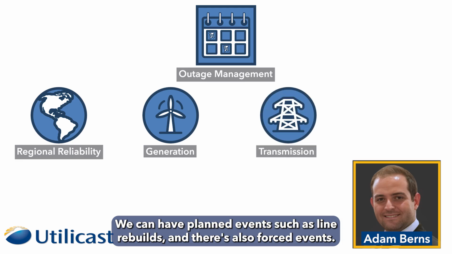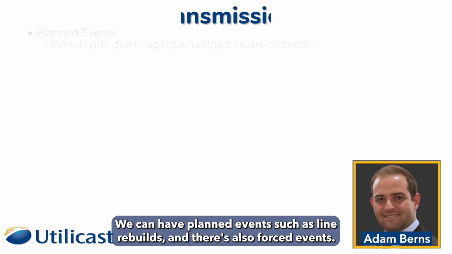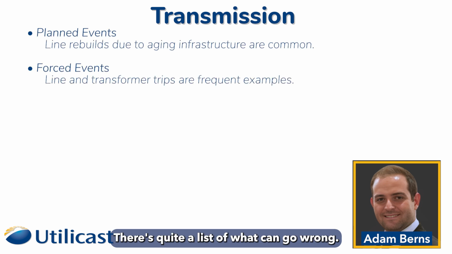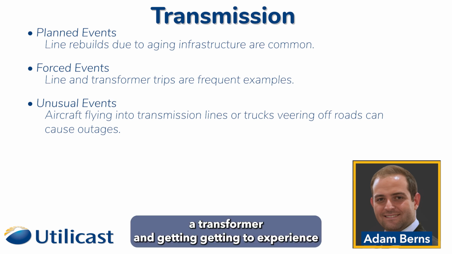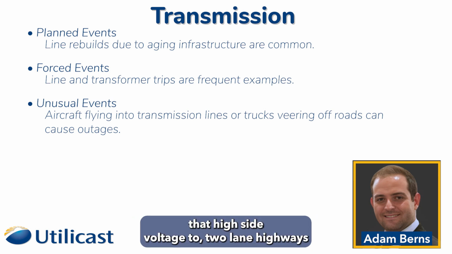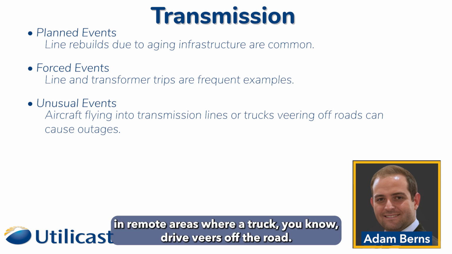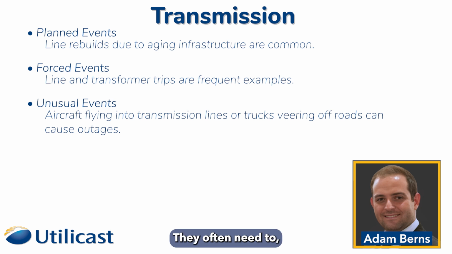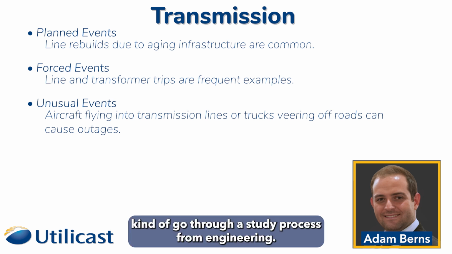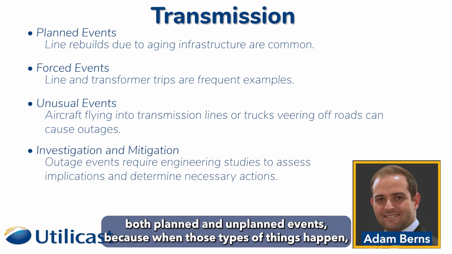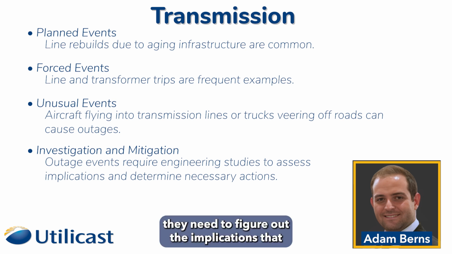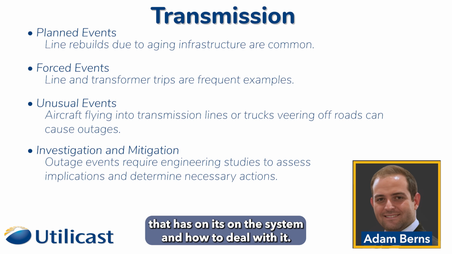We can have planned events such as line rebuilds, and there are also forced events. There's quite a list of what can go wrong, everything from wildlife making its way into a transformer and getting to experience that high side voltage, to two-lane highways in remote areas where a truck veers off the road. They often need to go through a study process from engineering, and that typically involves both planned and unplanned events, because when those types of things happen, they need to figure out the implications that has on the system and how to deal with it.